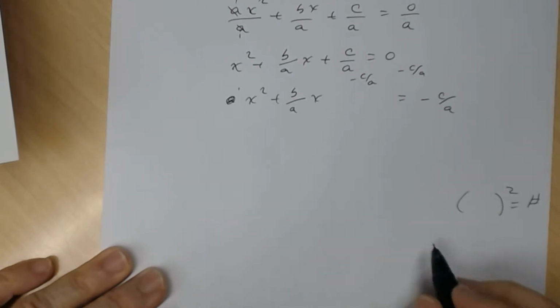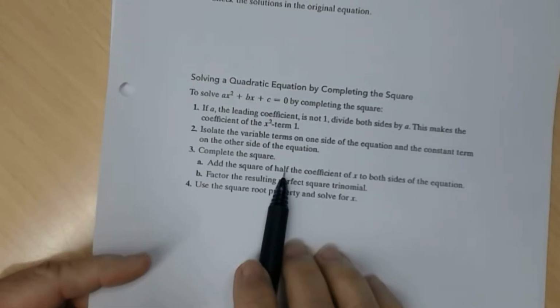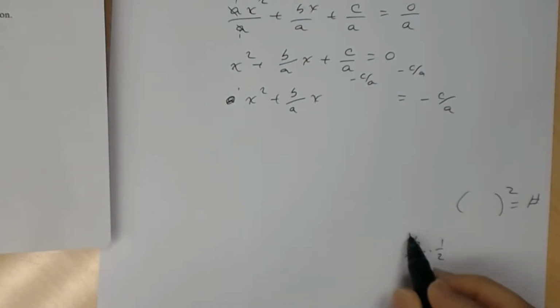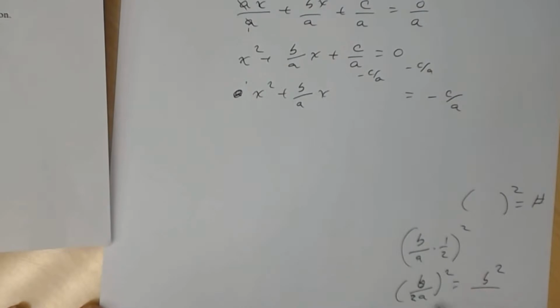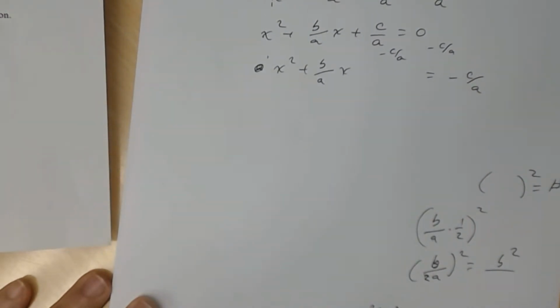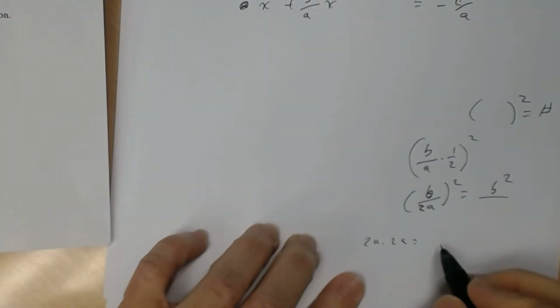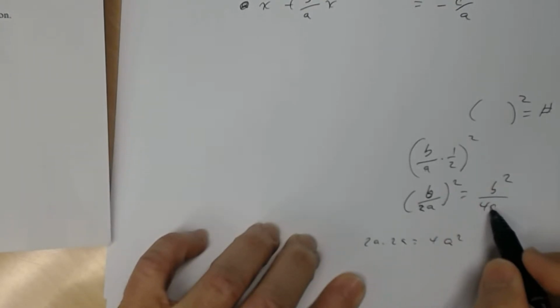So let's go off to the side and do that. I take half of it. So either I divide by 2 or I multiply by half. Since this is a fraction, I'm going to multiply by half. Whatever that is, remember, you're going to square it. So b times 1 is b, and a times 2 is 2a. And now let's square it. b times b is b squared. 2a times 2a: 2 times 2 is 4, and a times a is a squared. So 2a squared is 4a squared.